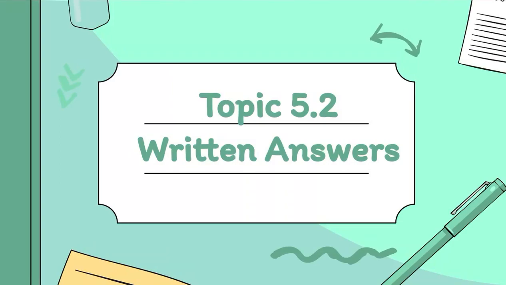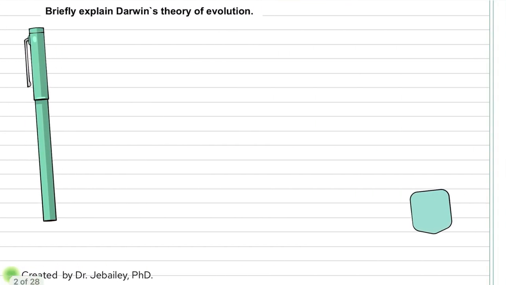In this video, we're going to go through some past IB exam papers related to topic 5.2, which is all about evolution, natural selection, antibiotic resistance, and anything else that comes along with it. So let's go ahead with the first question.